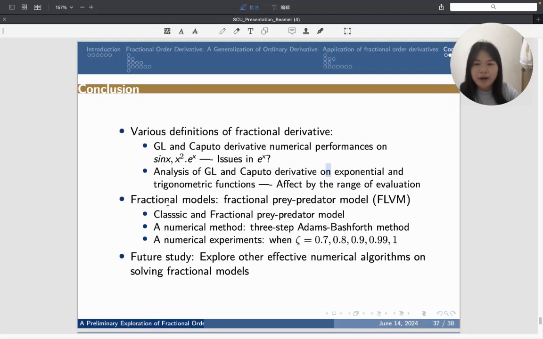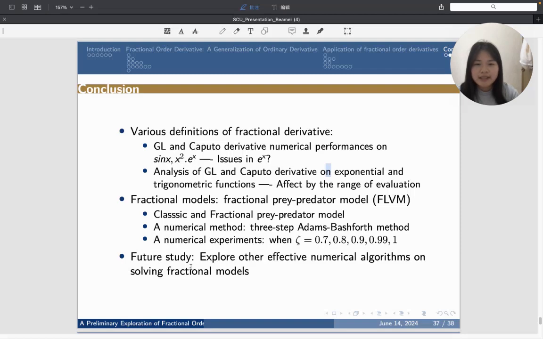Then I provide an application of the fractional derivatives, where I solve one fractional predator-prey model, also called the FLV model. By applying a numerical method called the three-step Adams-Bashforth method, I provide a numerical experiment choosing the fractional order ξ equals 0.7, 0.8, 0.9 and 1. From the numerical results, it can be shown that when the fractional order approaches the integer one, the curve of the solutions also approaches the integer-order ones.